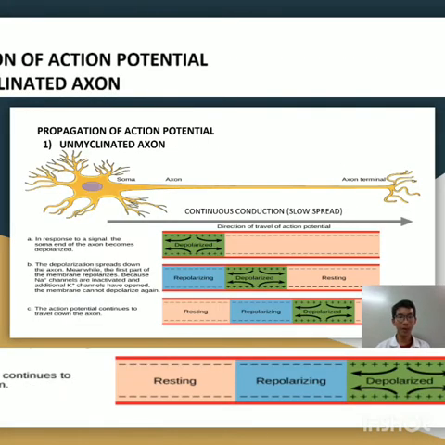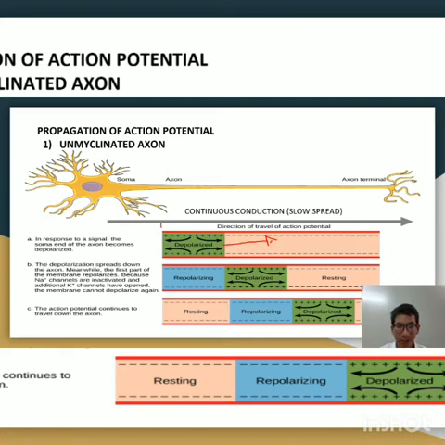Now we have to know about propagation of the action potential. There are two kinds of axon: unmyelinated axon and myelinated axon. In an unmyelinated axon, as you can see, there is no myelin on the axon pathway. During this time, the first thing that happens is depolarization, where the sodium enters the axon. It will keep continuing like this and move down.